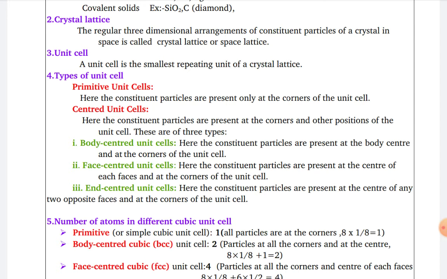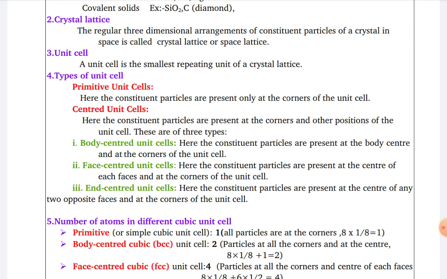If the constituent particles are present at the center of each face and also at the corners, it's called face-centered unit cell. The next is the end-centered unit cell, in which the constituent particles are present at the center of any two opposite faces and also at the corners of the unit cell.